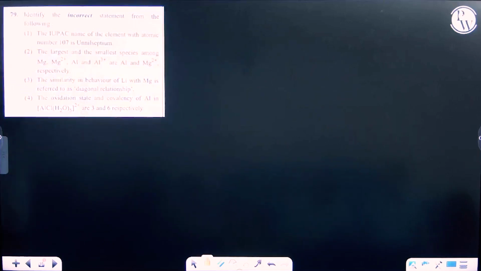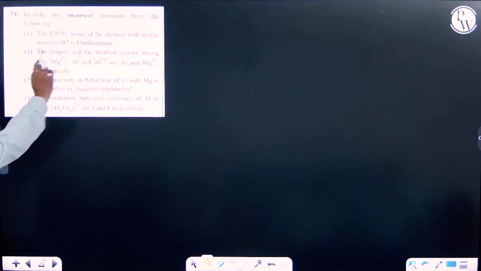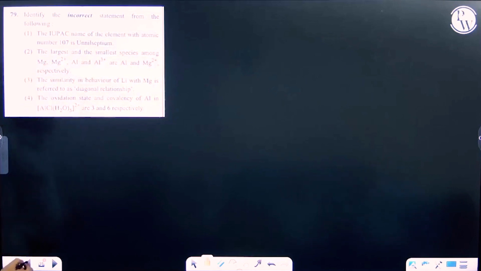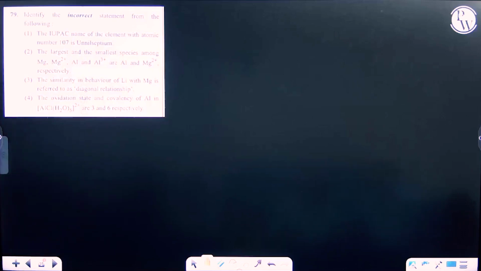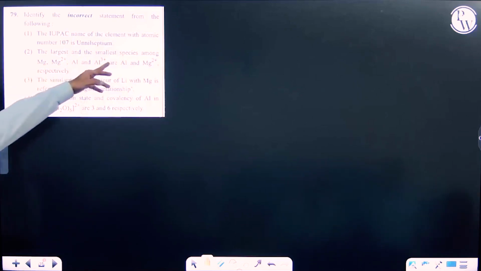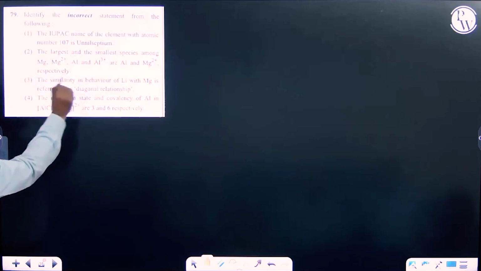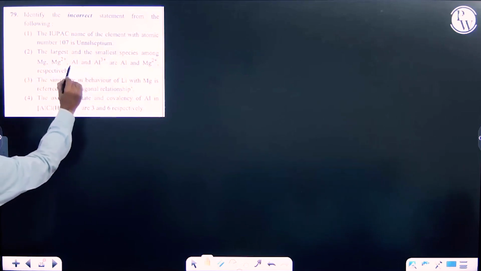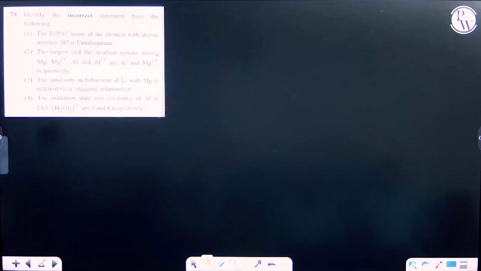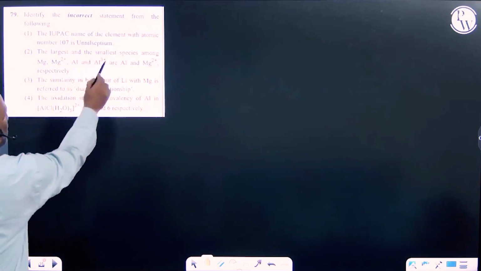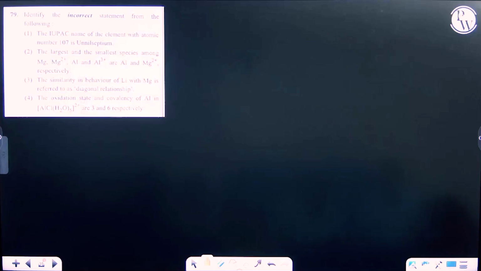Identify the incorrect statement from the following. The IUPAC name of the element with atomic number 107 is Unnilseptium. That is correct, perfectly written. Now, largest and smallest species: across the period, magnesium to aluminum, atomic radius will decrease. Magnesium is the largest, and the smallest is aluminum 3 plus.